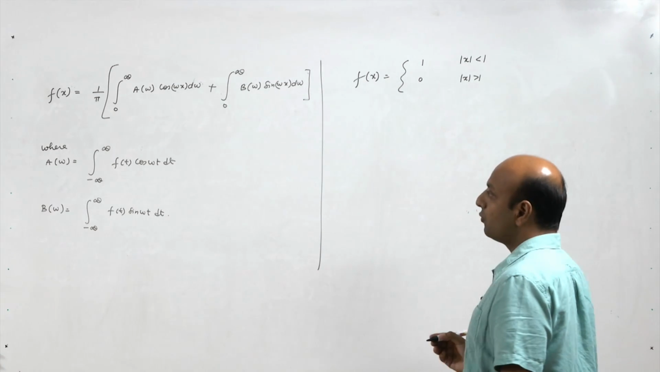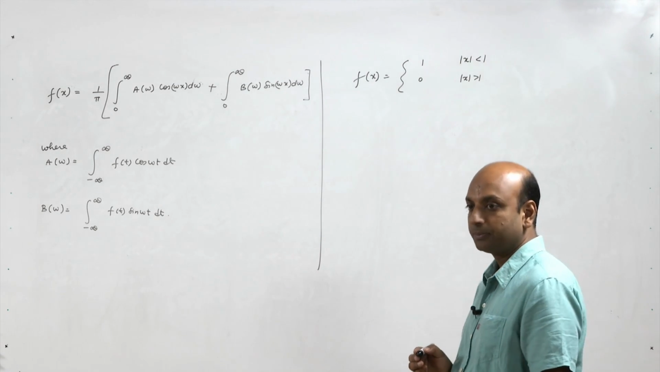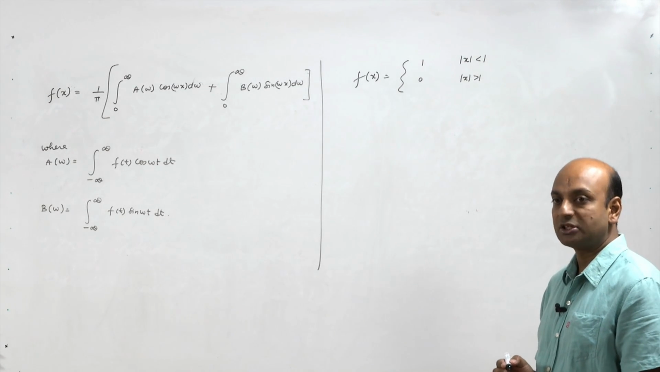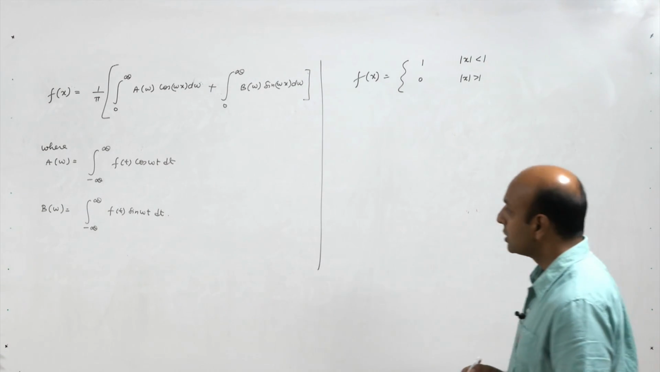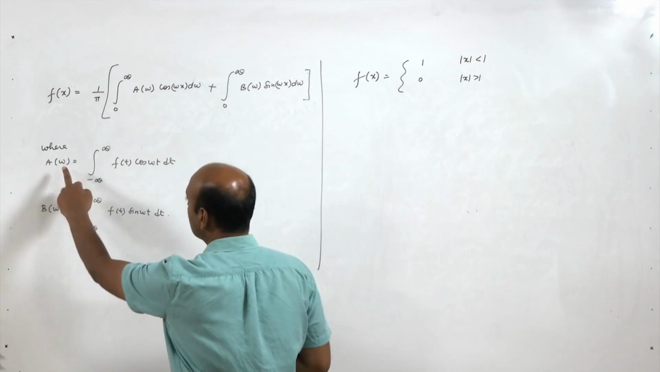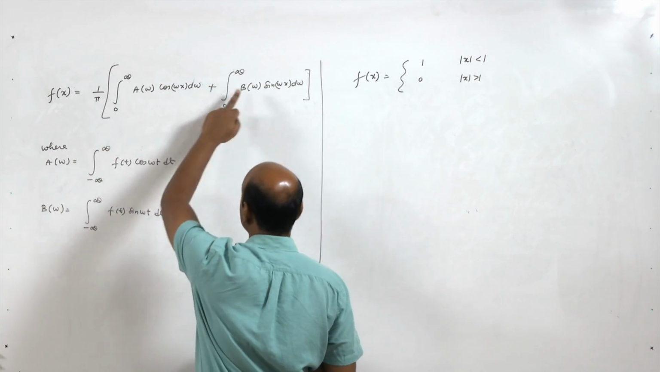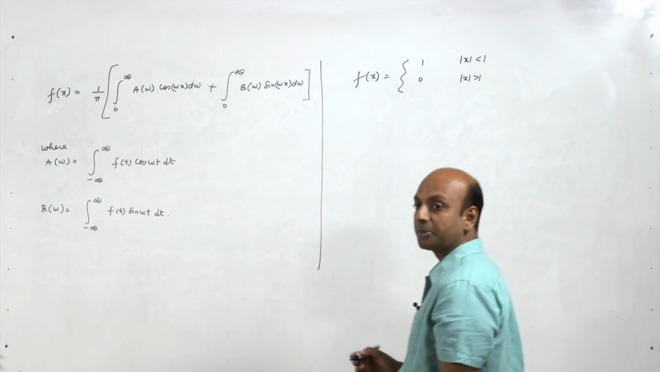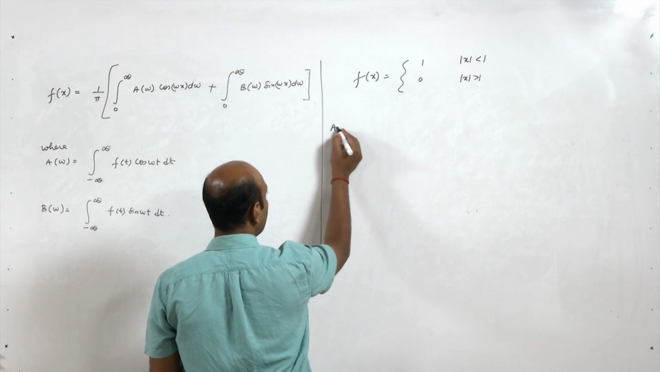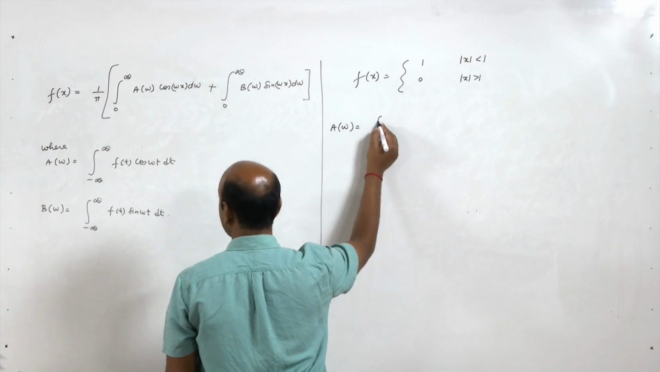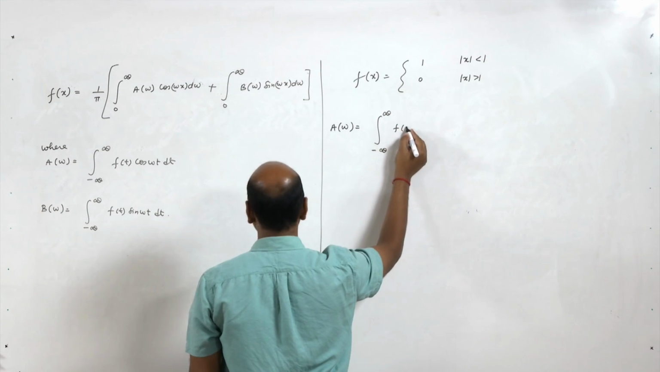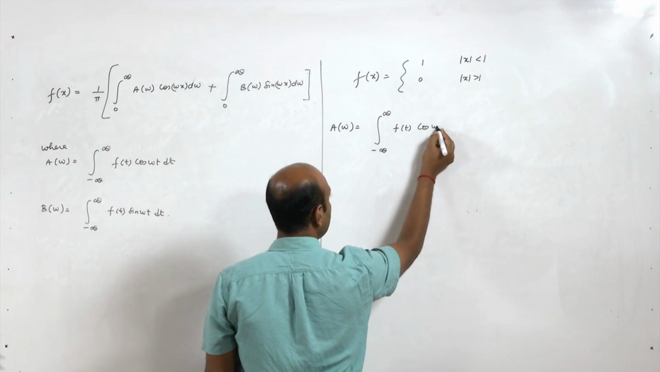Now, we want the Fourier integral representation of this function. This function is defined over the entire real line. How can we find it? We first find A(omega) and B(omega). We substitute the values of A(omega) and B(omega) over here. That will give the Fourier integral representation of this function. So, what is A(omega)? Let us find A(omega) first. From here, A(omega) is integral minus infinity to plus infinity f(t) cos omega t dt.